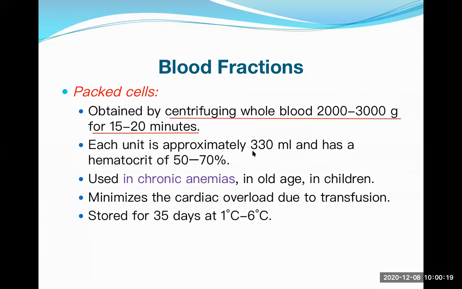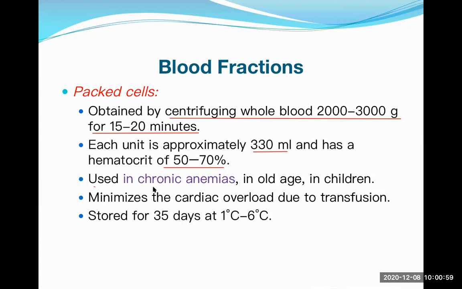Now each unit is approximately 330 ml and has a hematocrit of 50 to 70%. This is a high hematocrit. Now I will provide an important example. A healthy person will have a hematocrit around 3 times the hemoglobin. If your hemoglobin is 15, your hematocrit is around 45. That's it. But in this type of packed cell fraction, look at the hematocrit here. It is quite high.